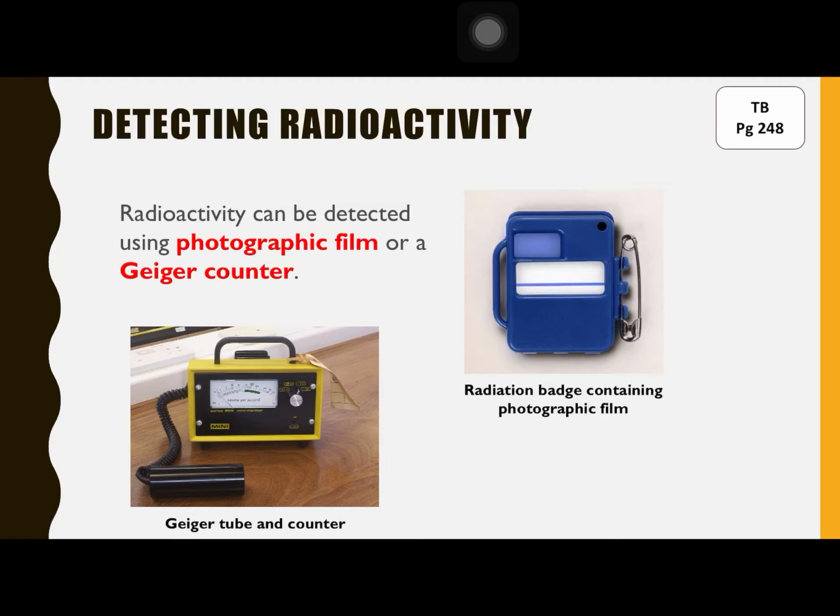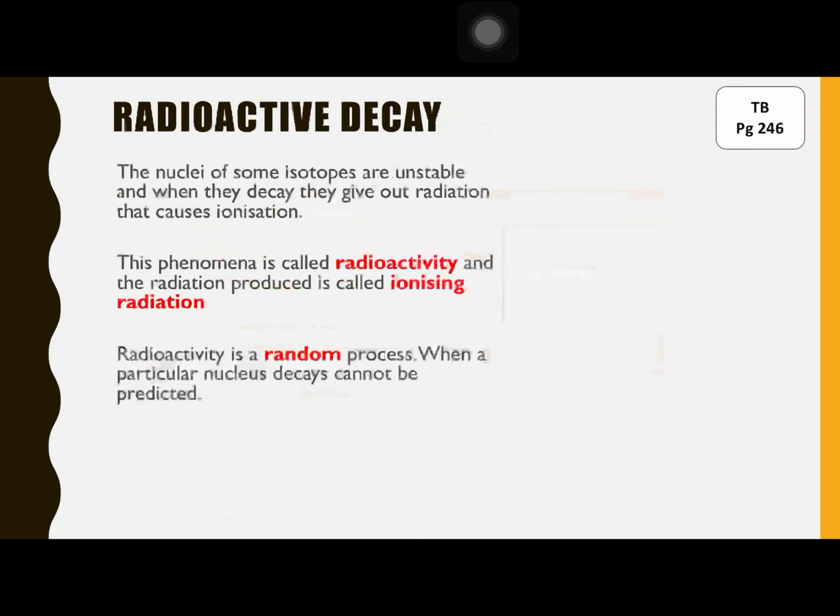So can we detect radioactivity? We can either use a radiation badge or we use a Geiger tube and counter. All right, or we just call it Geiger counter. Now, how does a radiation badge work? It contains a photographic film, just like the normal film in photography, right? It changes when light is projected on it. Your radiation badge will also change color. It gets darker as more and more radiation gets onto it. So that's how you can tell how much radiation you are exposed to.